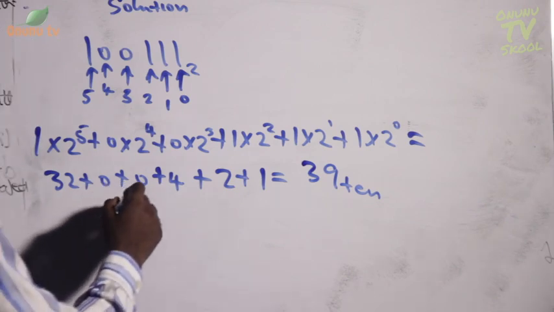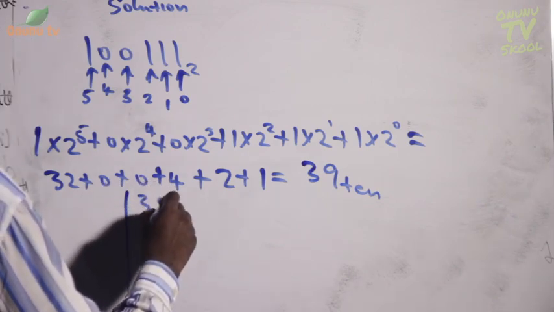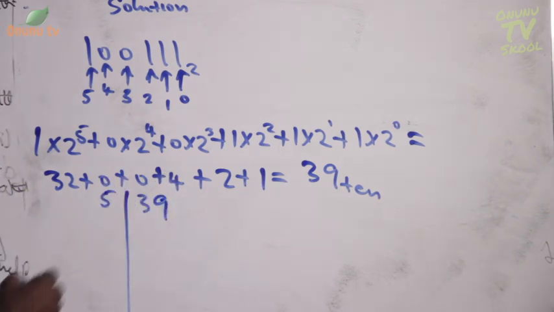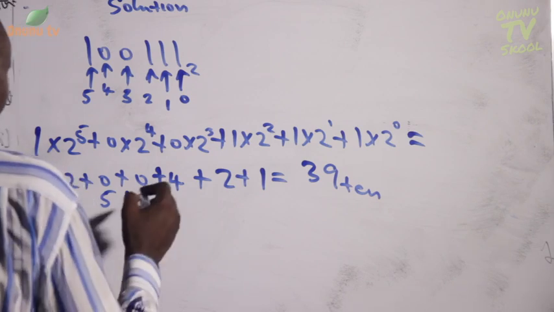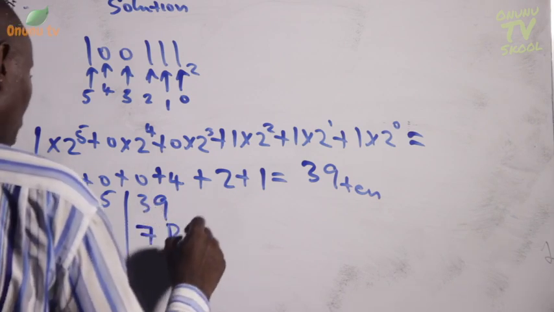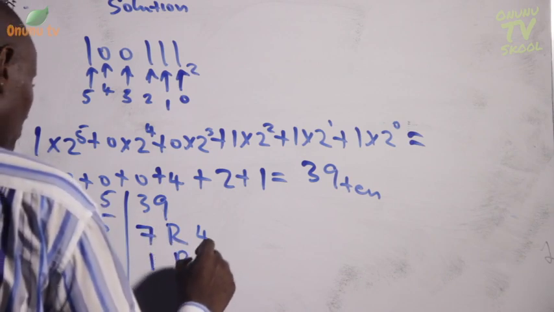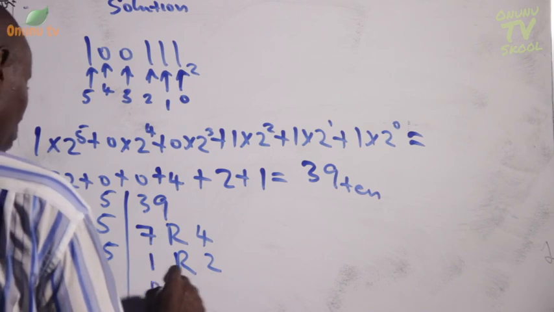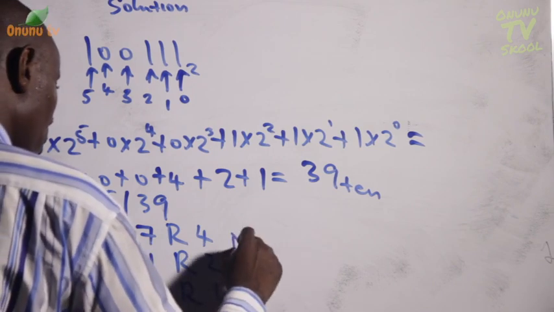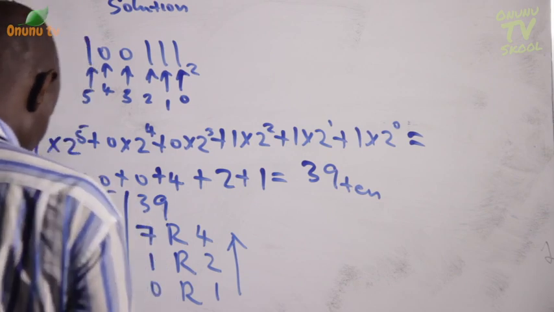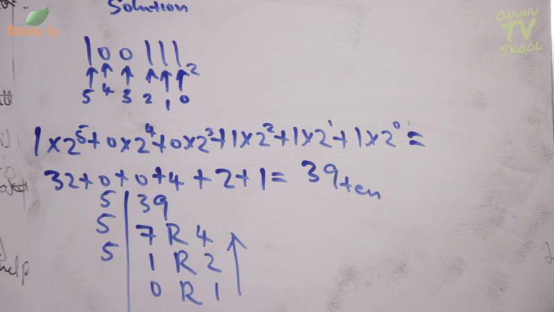Now, we convert this 39 base 10 to base 5 by our regular division. 5 divide 39, we have 7, remainder 4. 5 divide 7, we have 1, remainder 2. And 5 divide 1, we have 0, remainder 1. When we come up, we have 1, 2, 4 base 5. Hence, 100111 base 2 is equal to 124 base 5.